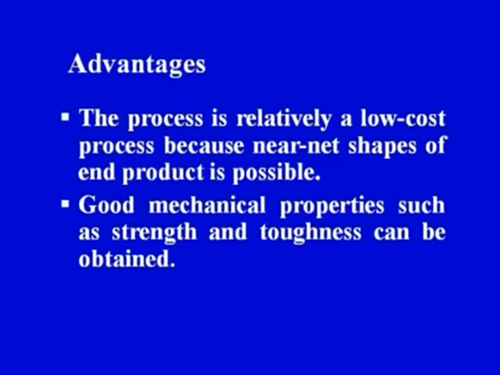Now the second advantage is that good mechanical properties such as strength and toughness can be obtained. We will see from where the toughness is coming into picture, because toughness is one of the important parameters in case of the ceramics. So we need a certain amount of toughness in a ceramic product, and specifically in a ceramic matrix composite product. How the toughness is coming into picture, that we will see. But one important point to note here is that we get good mechanical properties in the directed metal oxidation process for processing of ceramic matrix composites.